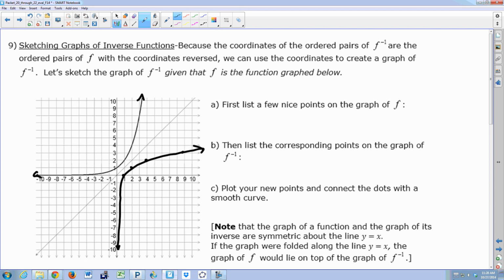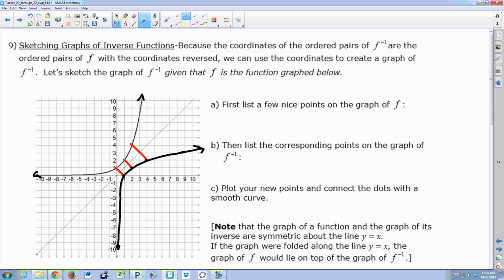And what you should notice is that if you drew a line from the point on your function f to its corresponding point on f inverse, the distance on either side of that line y equals x is the same. They're congruent. The distances are congruent.